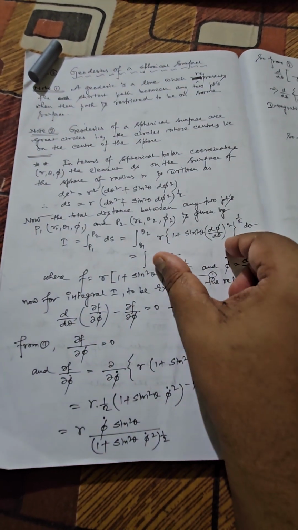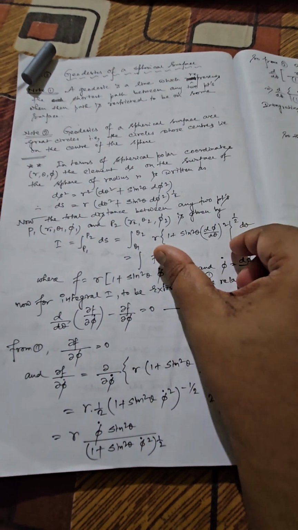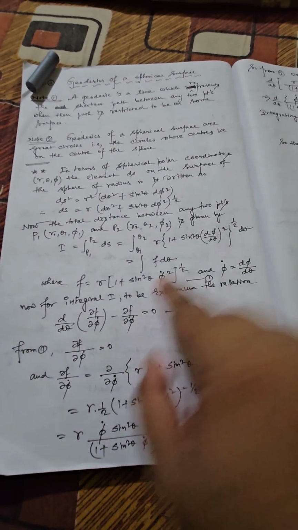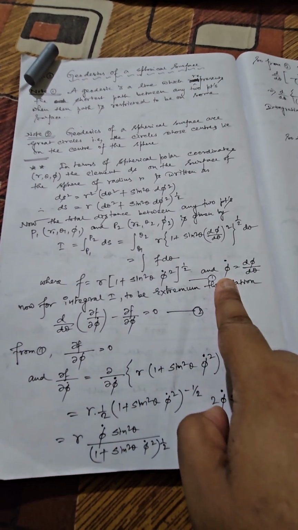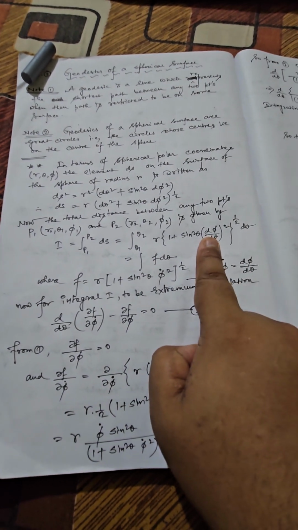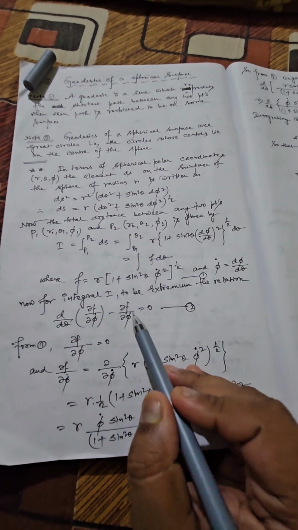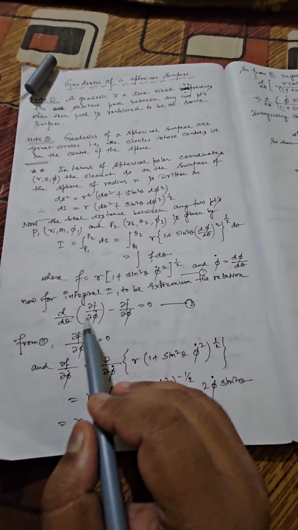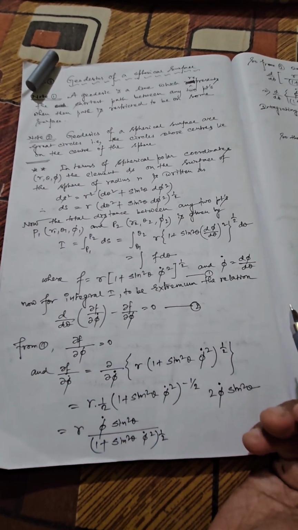So simply put this expression here, because already you know what is the value of ds. Now consider this particular expression as f. So I have mentioned this one as f, and also you can see I have written another quantity, phi dot, that is equal to d phi by d theta. Now in order to get the extreme values for the integral I, we can use Lagrange's equation of motion, that is equation number 2.